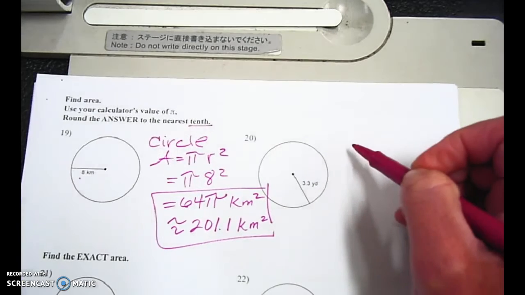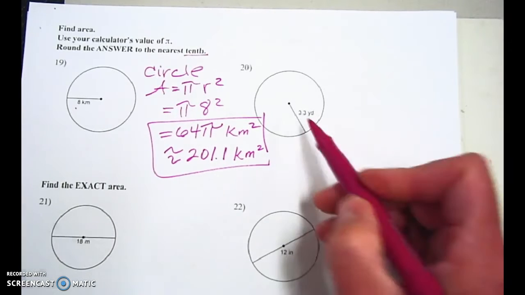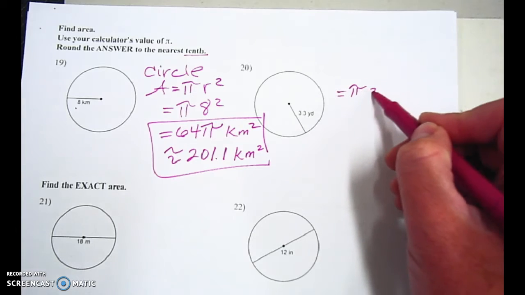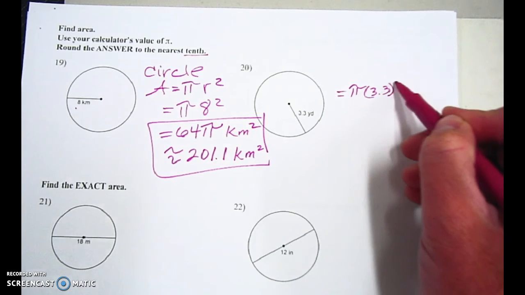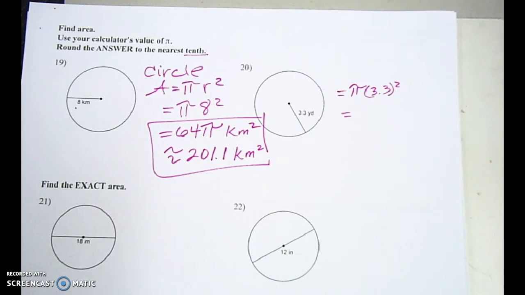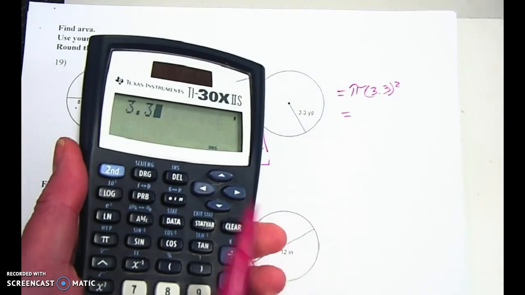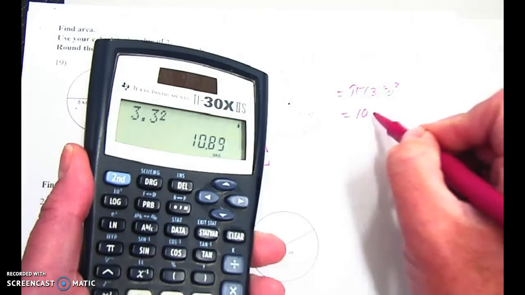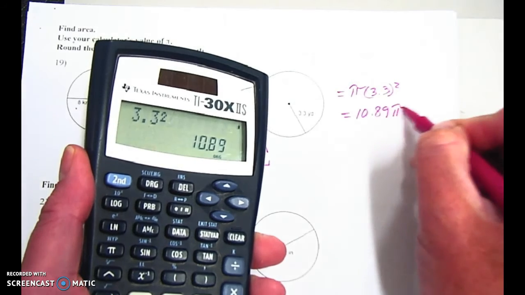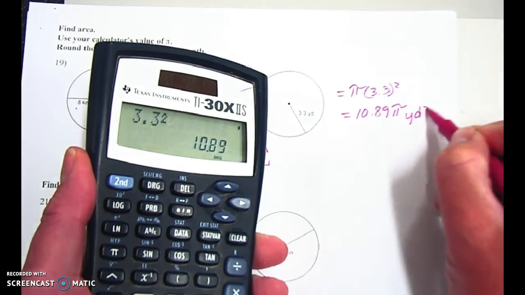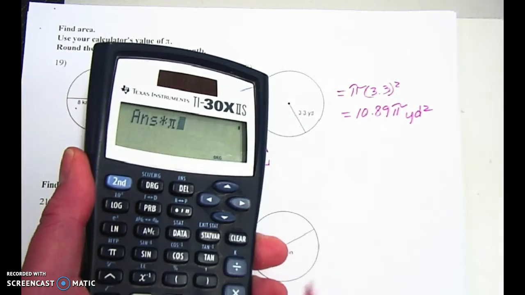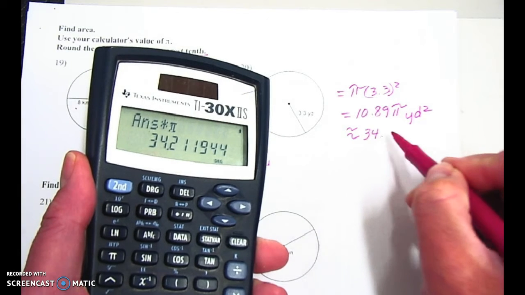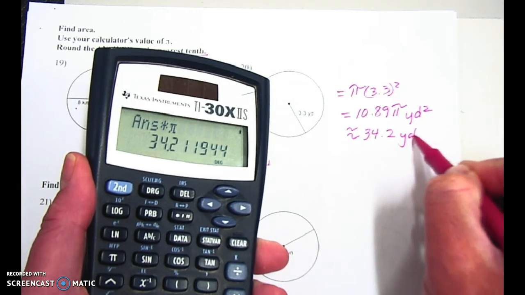Same formula for number 20, except we have a radius of 3.3. So we're going to say pi times 3.3 squared. And 3.3 squared is 10.89. That's in pi yards squared. So I'm going to multiply that by the pi button. And that gets me approximately 34.2. There's a 1 next to it, so it stays.